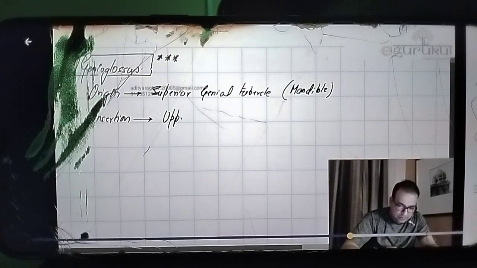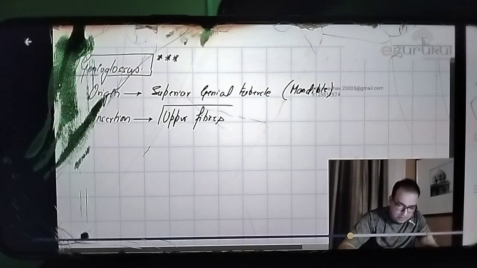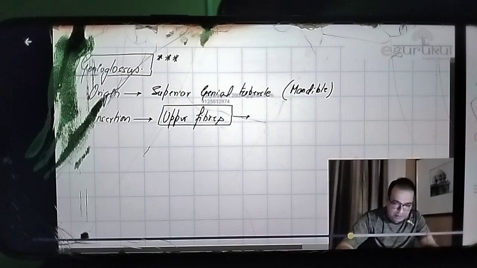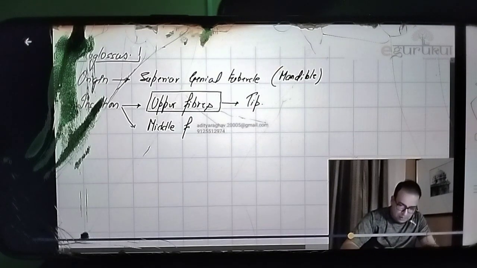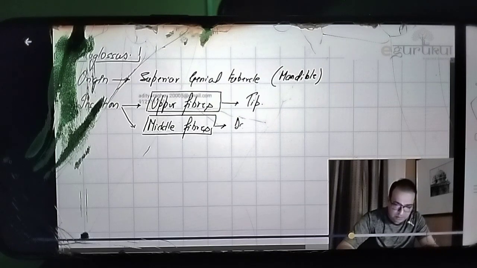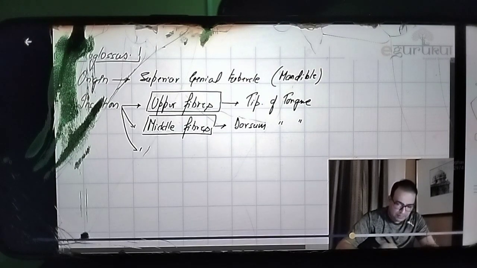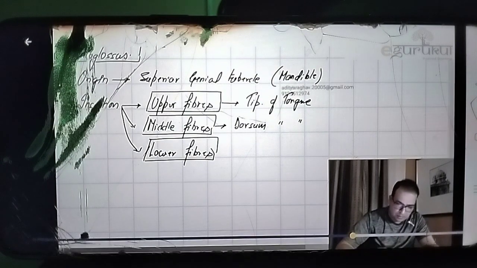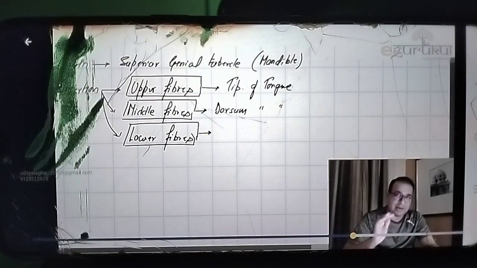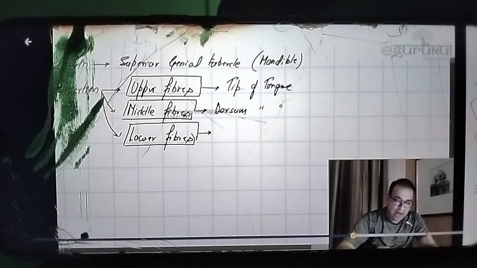As we said, the upper fibers first. The upper fibers of this muscle go and insert into the tip. The middle fibers of the genioglossus go toward the dorsum of the tongue. Obviously, no need to write 'of the tongue', you know that. That is the tip of the tongue, the dorsum of the tongue, and then the lower fibers. As you saw in the diagram, the lower fibers were coming downward. They are going to the hyoid bone.